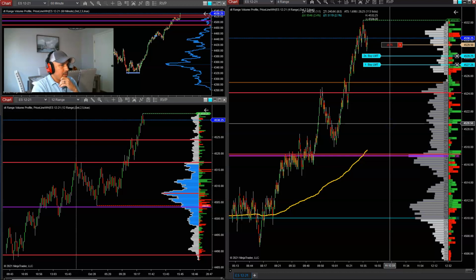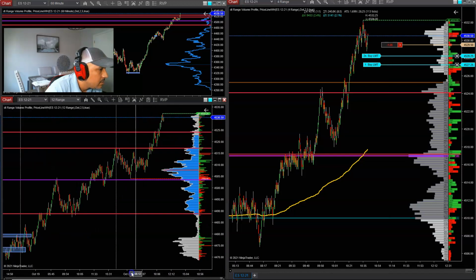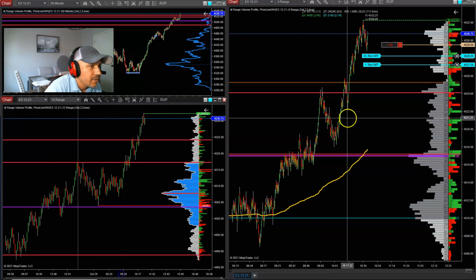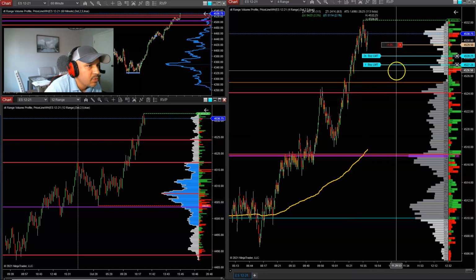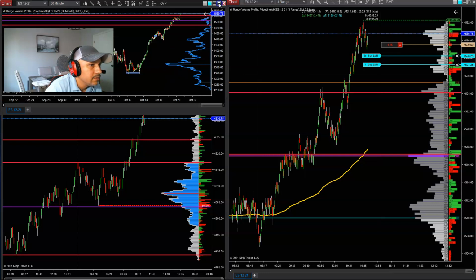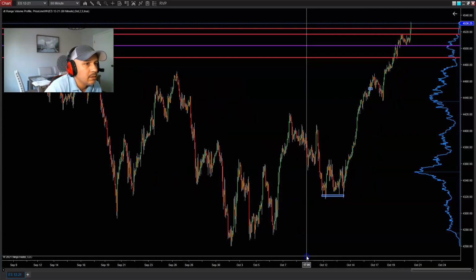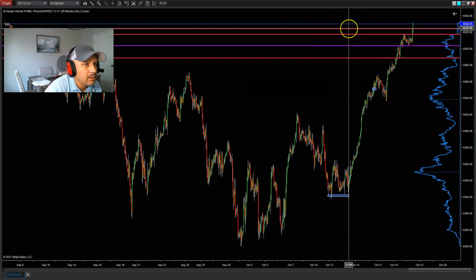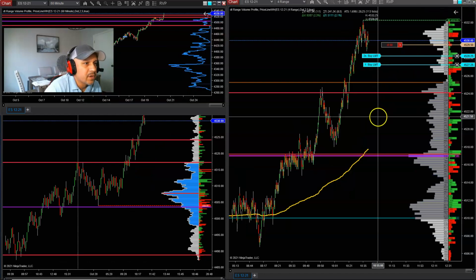So let this trade play out. Hopefully it moves in our favor. Let me see now. Should move in our favor. I'm not sure why price is pulling back so hard. Let's take a look here. 24.5.